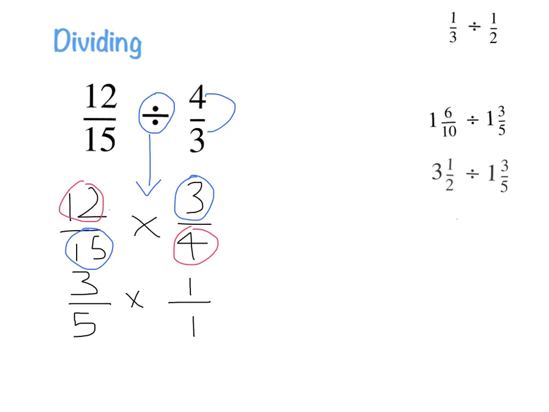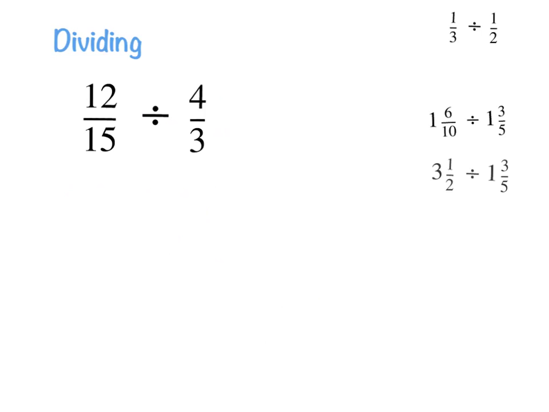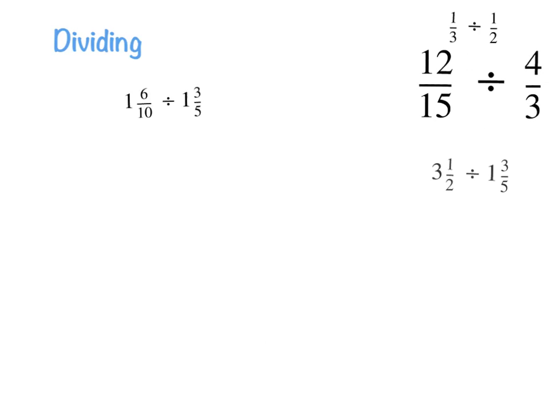Then 3 multiplied by 1 is 3, 5 multiplied by 1 is 5. Pretty straightforward. 3/5. Last thing I do, I check to see if it can be simplified by finding a highest common factor. There is none, so I can't. Pretty straightforward, guys. Okay, let's have a look at another example.